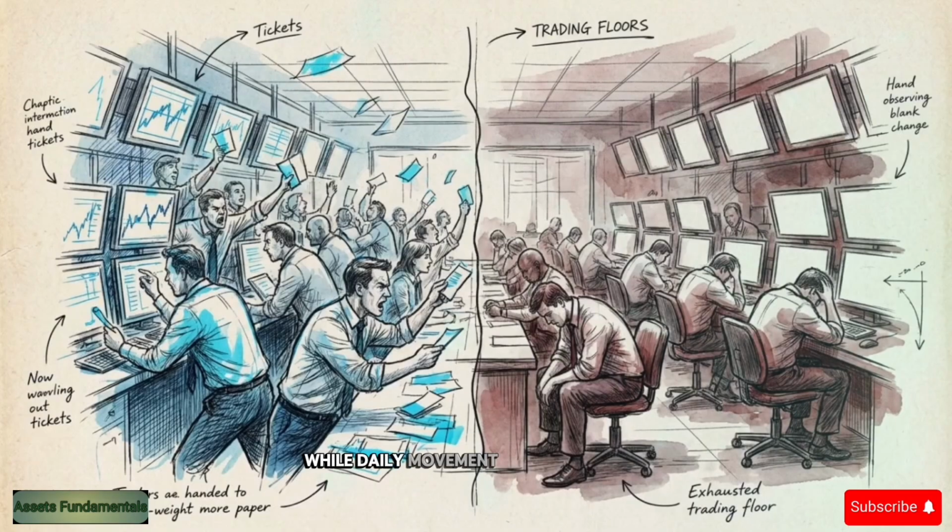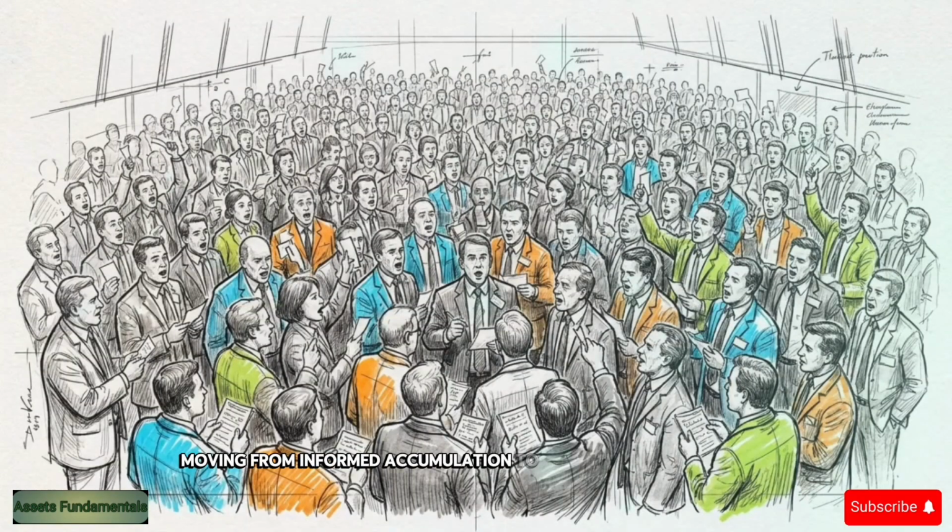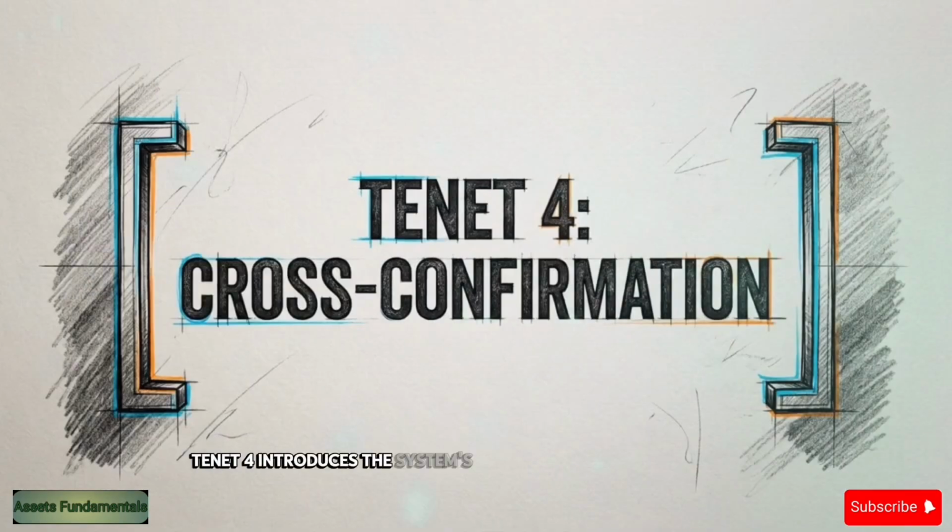While daily movement remains chaotic, Dow's model suggests that the long-term geometry is a reflection of recurrent cycles in human psychology, moving from informed accumulation to broad public distribution. Tenet 4 introduces the system's strict requirement for evidence. The averages must confirm each other.